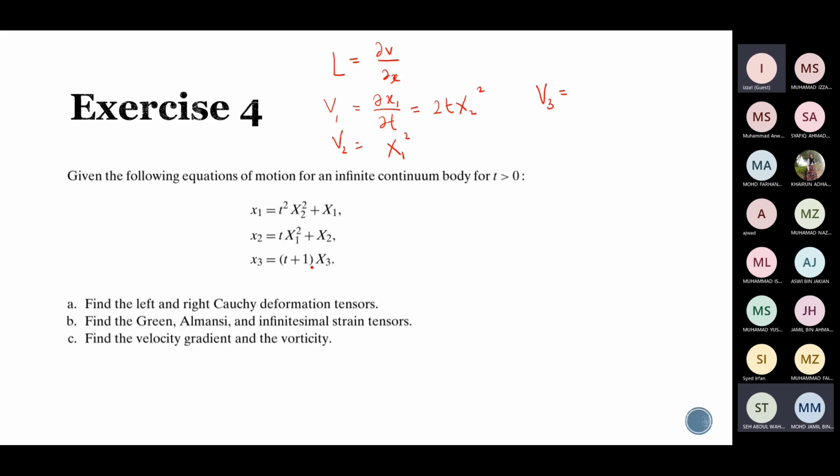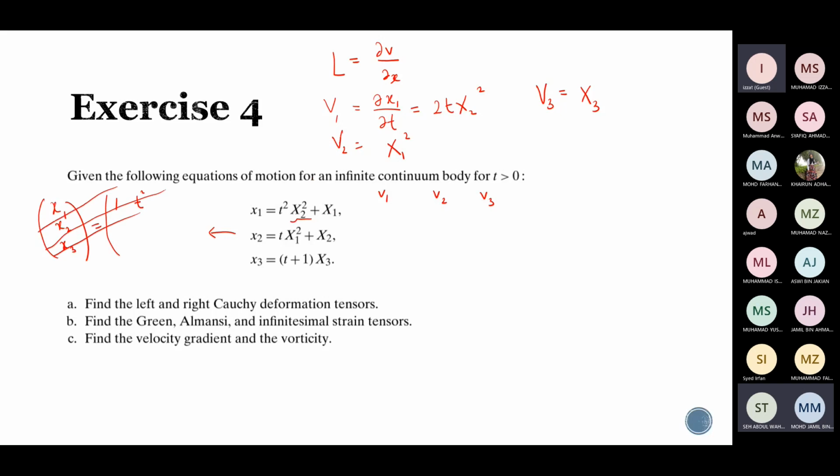And then to find small v, you need to substitute the inverse, x1, x2, the big x1, big x2, and big x3. Cari inverse dia. Macam susah je. So you need to find the inverse. If you rearrange in matrix, sebab dia ada x square. Soalan ni macam lain macam sikit lah. It's okay, kita abaikan soalan ni.